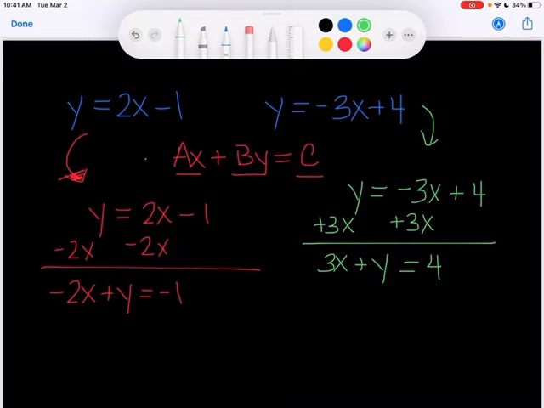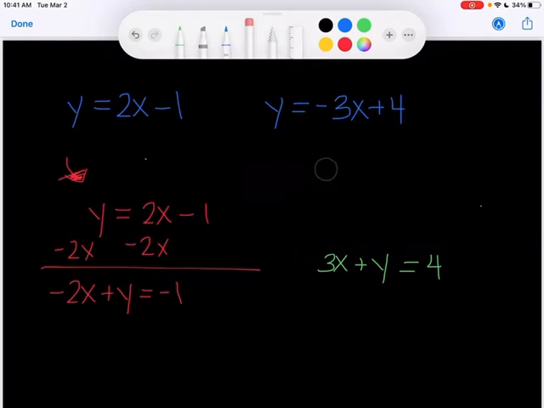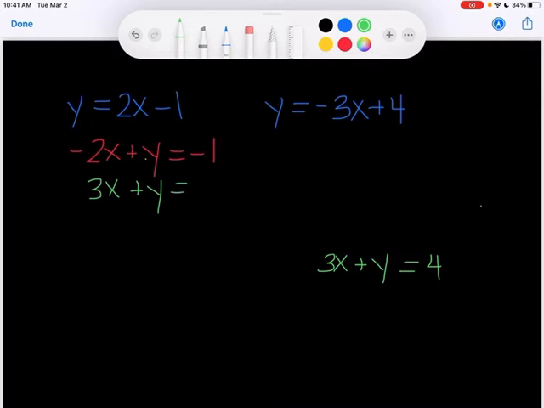Once they are in standard form, we need to add these two equations together so that either the x's or the y's cancel out. So I'm going to erase this to give me some space. Now we've got the equation negative 2x plus y equals negative 1, and then we've also got this green equation, 3x plus y equals 4. We're going to add these two together so that either the x's or the y's cancel out. But you need to make sure something's going to cancel out before you add them together.